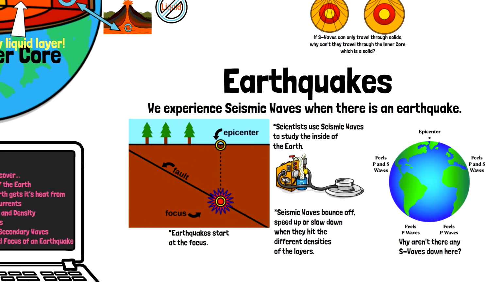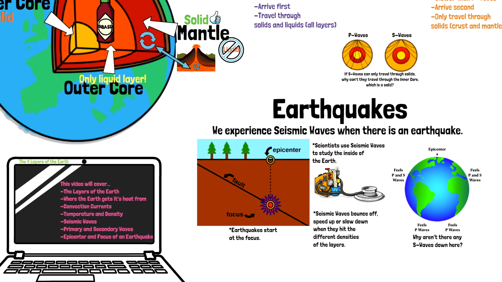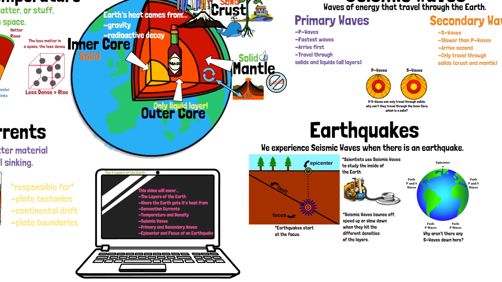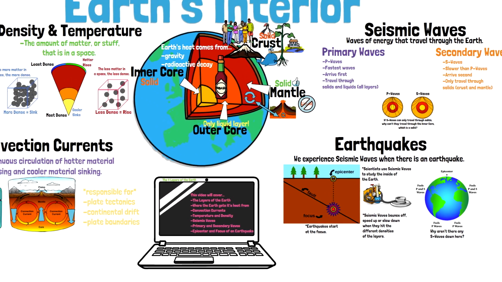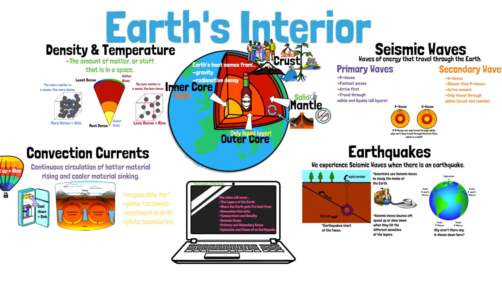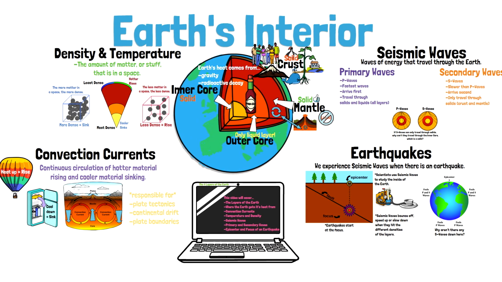You should now be familiar with the layers of the Earth, where the Earth gets its heat from, temperature and density, convection currents, seismic waves, primary and secondary waves, and the epicenter and focus of an earthquake.